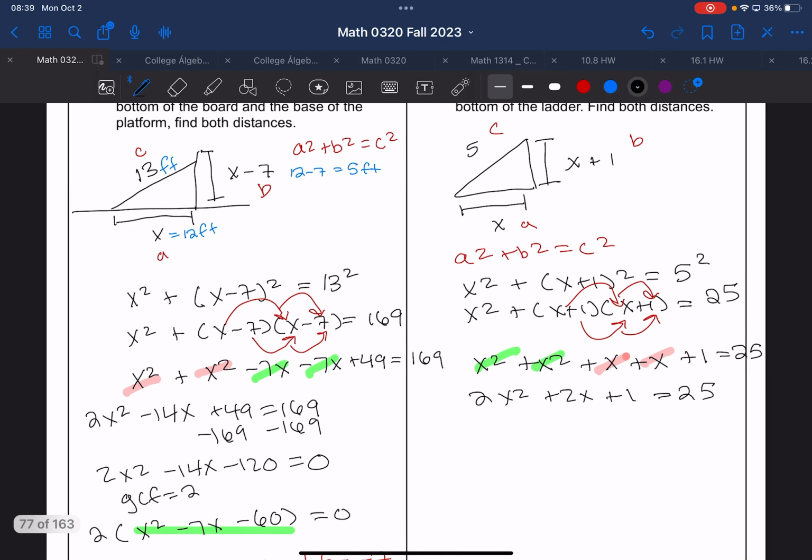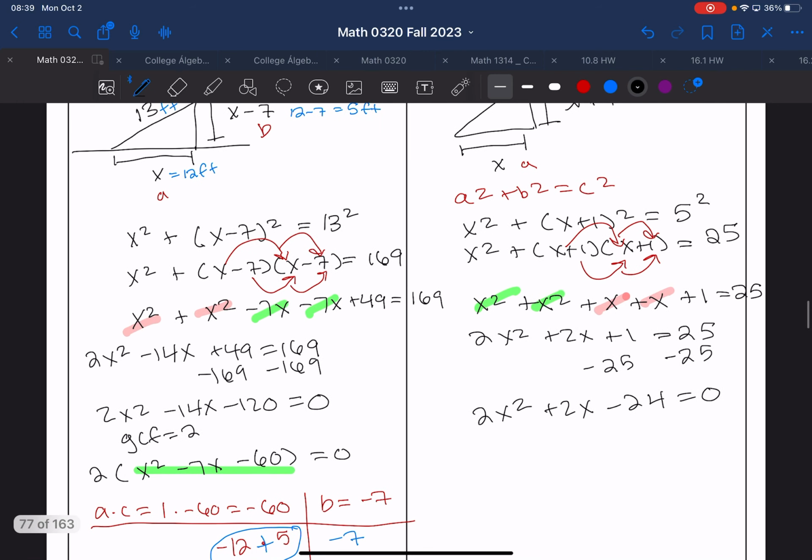What's my next step? Good, subtract 25 over, because I want it equal to 0. So 2X squared plus 2X minus 24 equals 0. Is this now in standard form? Yes, it's in standard form. So that means before we start factoring, we always have to check if there's a GCF. What would be the GCF for this problem? 2 or 2X? 2, because remember it can't be X because that negative 24 doesn't have an X. So GCF equals 2.